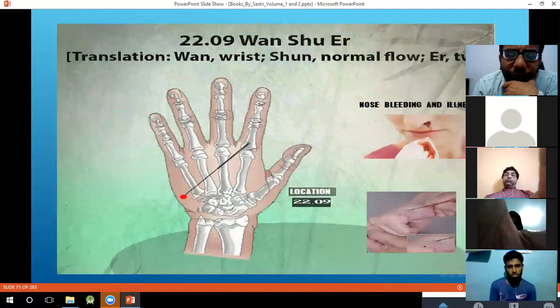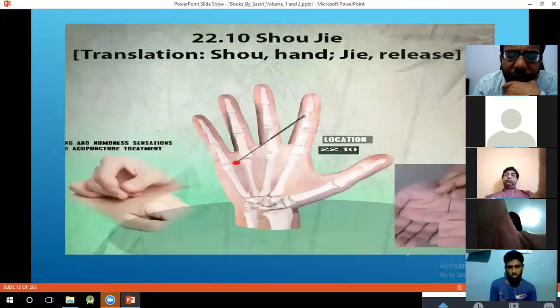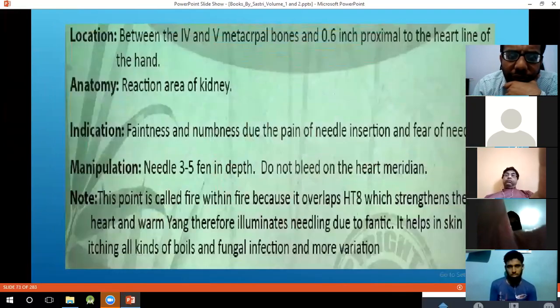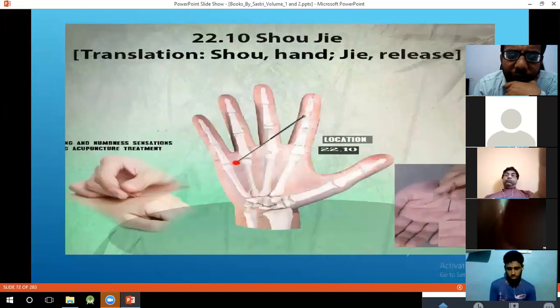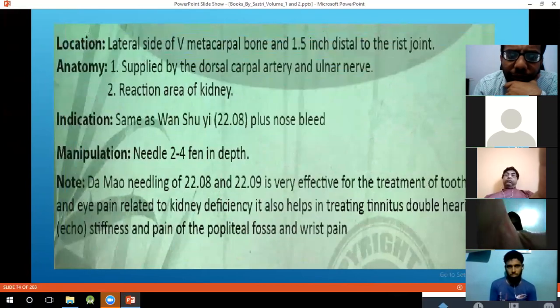Then 22.09. You will see certain patients having nose bleeding. You can use 22.09 in these cases. Its reaction area is the kidney in both cases, and it tonifies the kidney and removes the vacuity of the kidney. So 22.09 and 22.10 have the same indication and give very good relief.